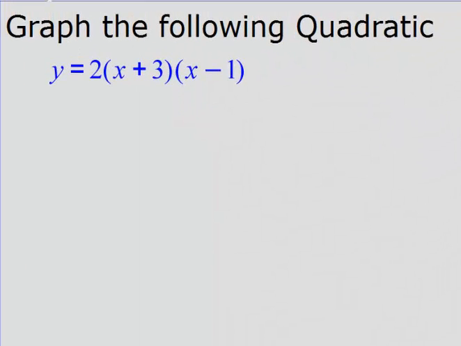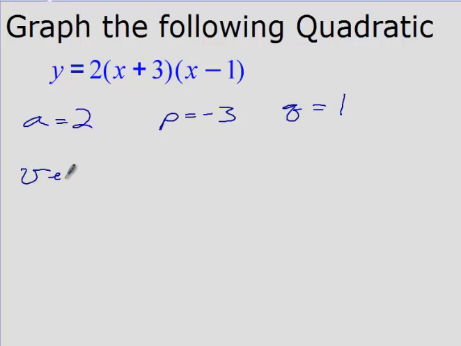What format is this in? Standard, vertex, or intercept? Intercept. How can you tell? Two sets of parentheses, okay? So what are my key values for intercept form? a, p, and q. So what's my a? 2. What's my p? -3, good catch. And what's my q? +1. So remember, whenever you have parentheses and you pull a number out, you have to flip the sign.